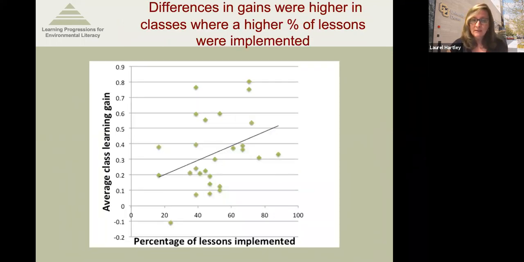What we did see is a bit of a relationship between average class learning gain and the percentage of lessons implemented. One thing that we didn't expect is for teachers not to have high fidelity of implementation. So some teachers took out some lessons and replaced them with others. They might have skipped certain parts because they ran out of time. So the more lessons implemented, the more fidelity of implementation we had, the higher the learning gain.